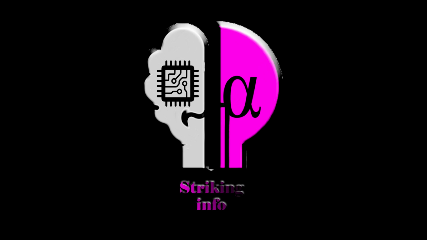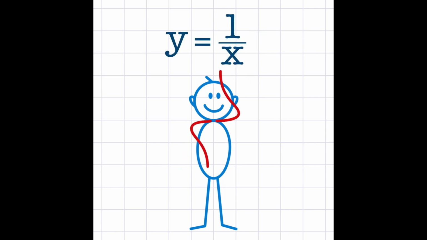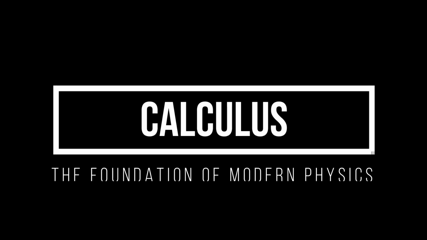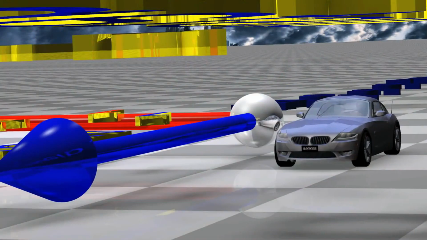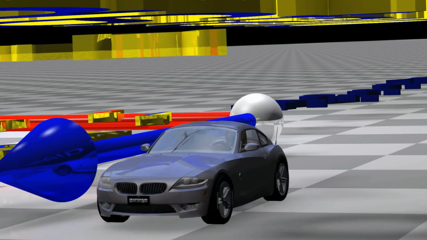The fundamental laws that govern the universe speak to us only in the language of mathematics. The key to understand this language is calculus. It allows us to see the true beauty of nature. It also makes the predictions of modern physics possible.